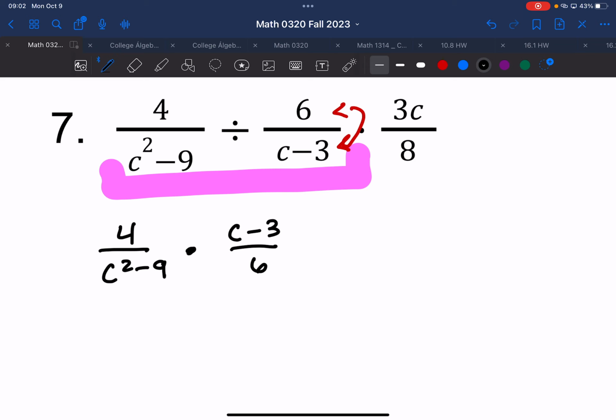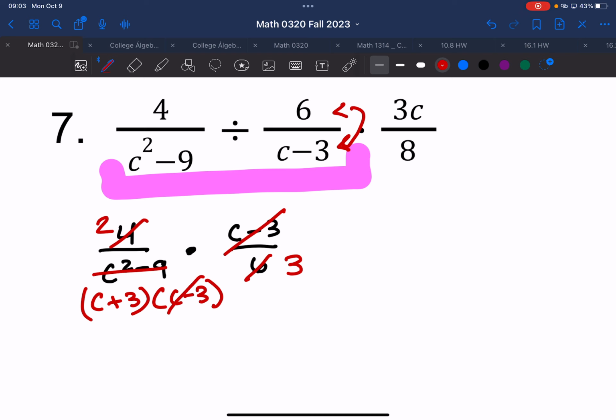Okay? Looking at the first fraction, can we simplify that in any way? Yes. How can we simplify that c squared minus 9? Good. C plus 3, c minus 3. Can we reduce that second fraction in any way? Nope. So that means now we look at the diagonal. So looking at the first diagonal, how can we reduce 4 and 6? 2 and 3. And what can reduce on the next diagonal?